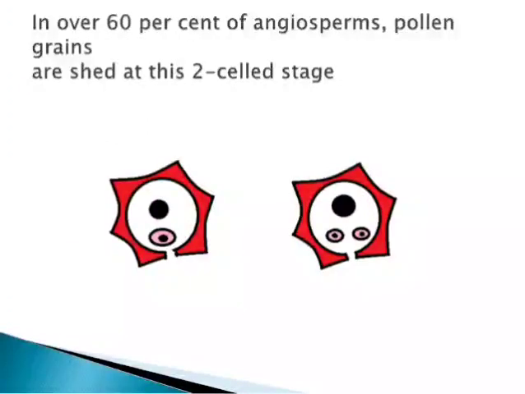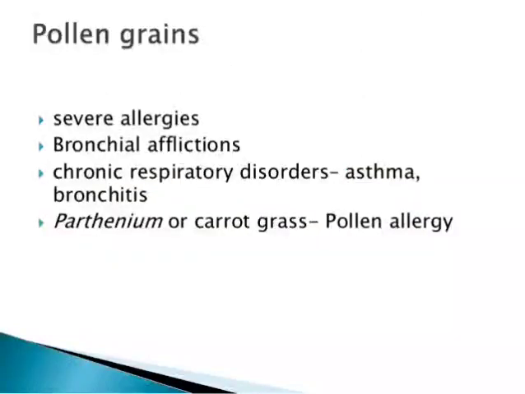And then there are two cells. One is called the generative cell, which is the smaller cell, which divides to form two male gametes, and the bigger cell, having a bigger nucleus, is called the vegetative cell, which is responsible for the germination of the pollen tube.